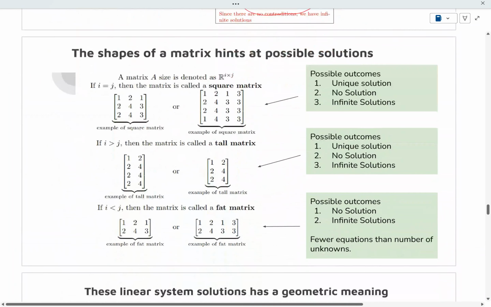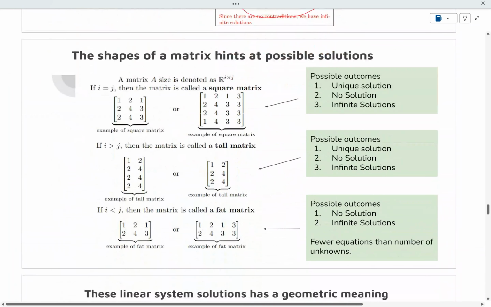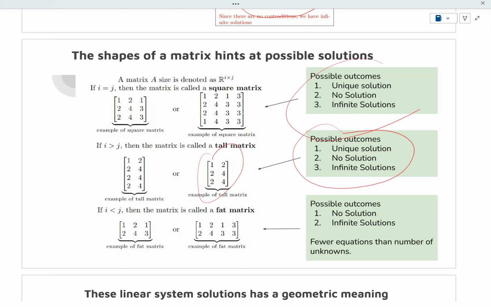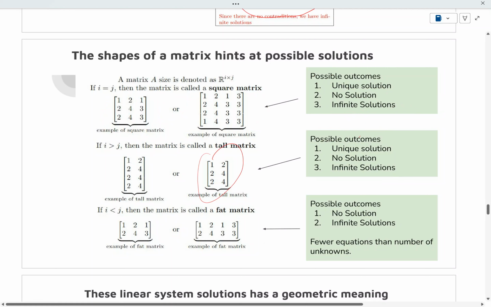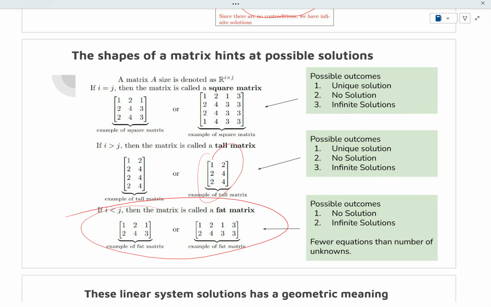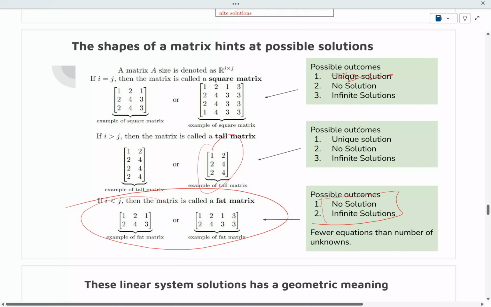All right. Just by looking at the shape of the matrix, you can whittle down the type of solutions you may see. If it's a square matrix, then it could be anything: unique, no solution, infinite solution. So it doesn't tell you much. If it's a tall matrix, it's the same. So square and tall don't tell you much. The only one that really tells you is a fat matrix. In a fat matrix, a unique solution is out. So it can only be no solution or infinite solution.